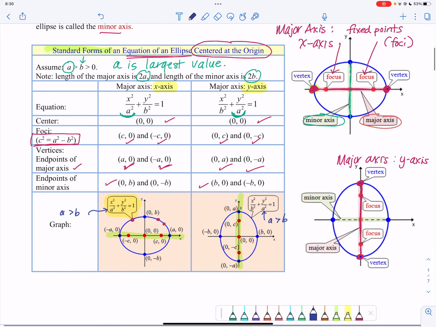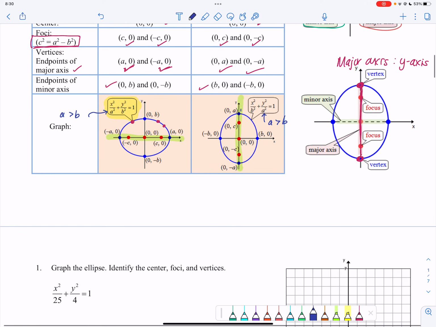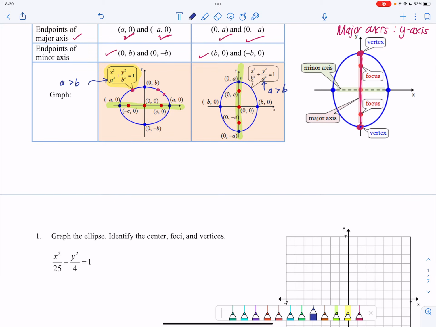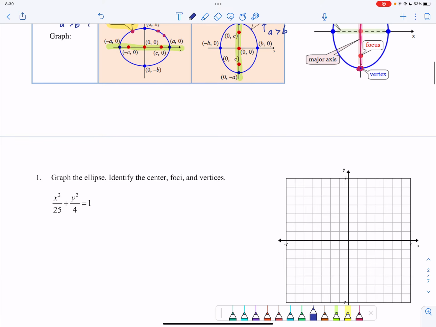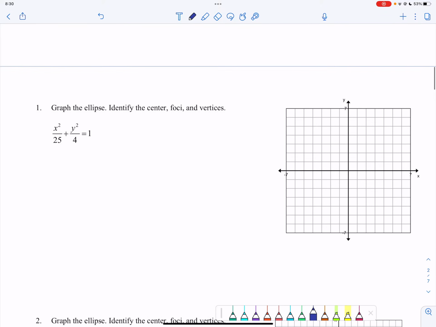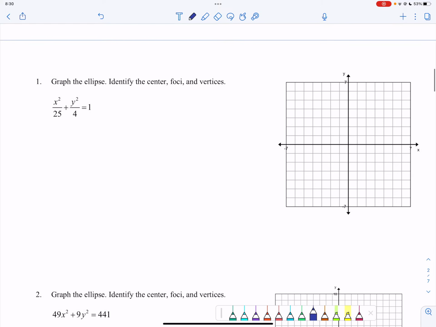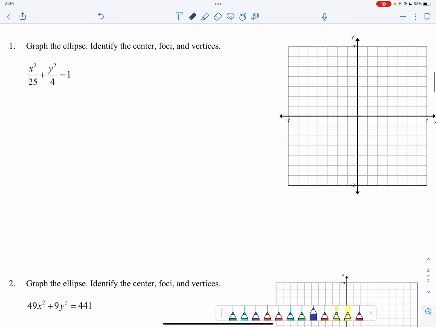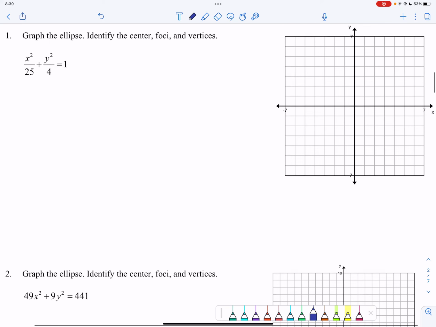Okay. So that's a nice little summary. But let's try to work with these ellipses a little bit. Okay? So we'll go ahead and begin with this first equation. And as you can see, they've asked us to graph the ellipse.